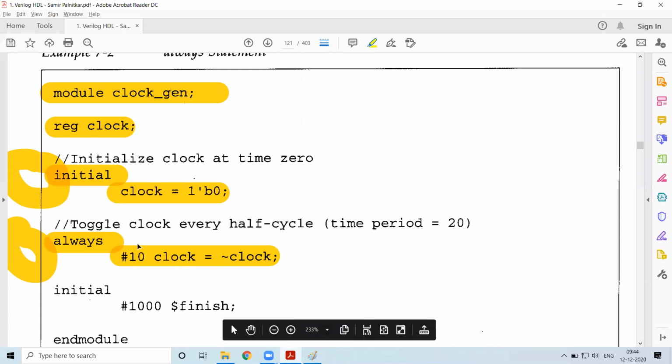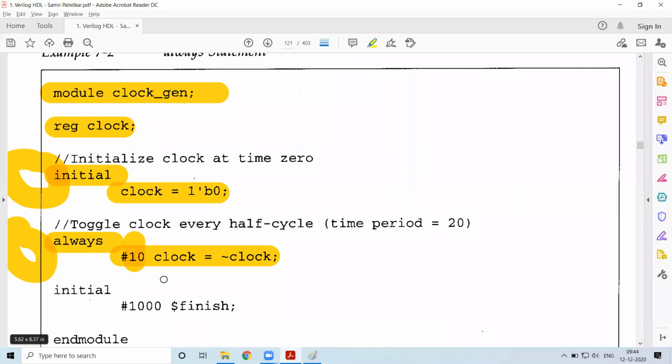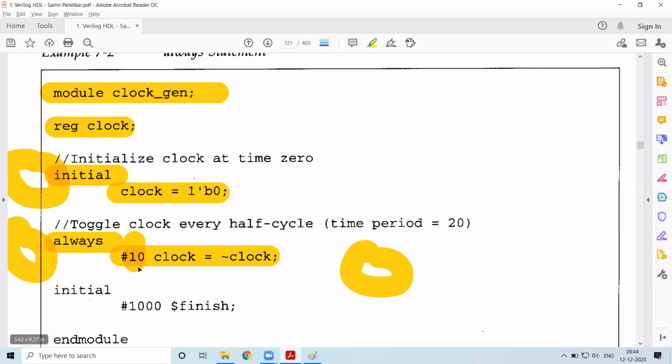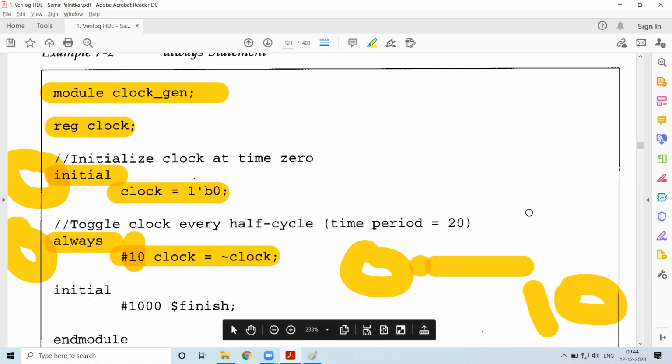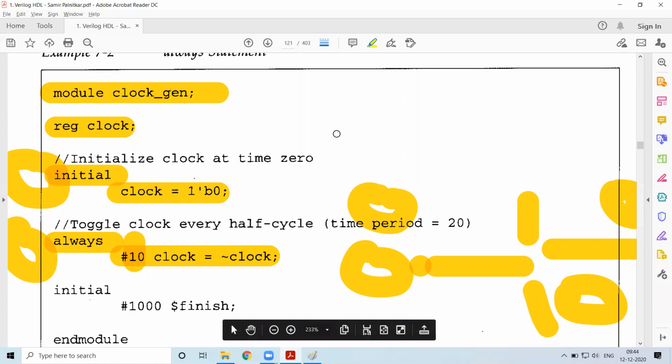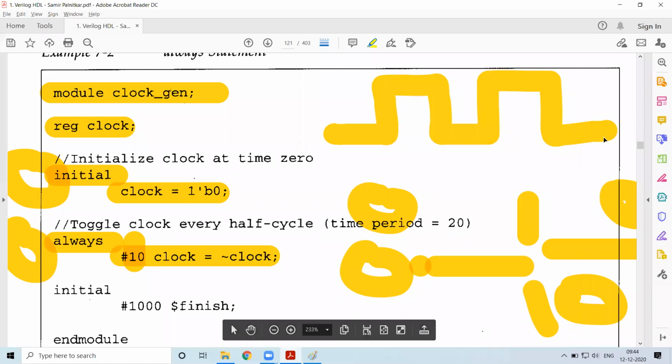Now here you can see that there is a delay which has been specified, that is #10. So at 0 the always statement gets executed, but there is a delay over here, so this statement gets executed only after 10 time units. At the 10th time unit, if the clock was 0, it becomes 1. Again, after 10 time units, it becomes 0. So this will be executed again and again. So you are generating the clock over here.